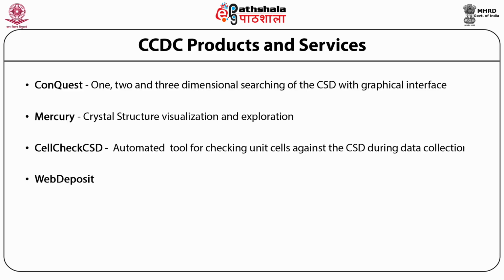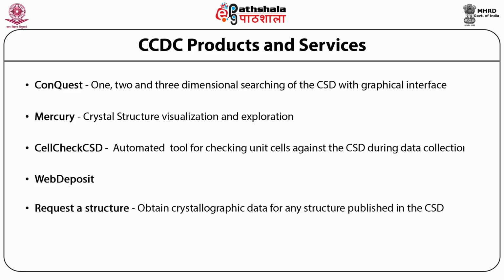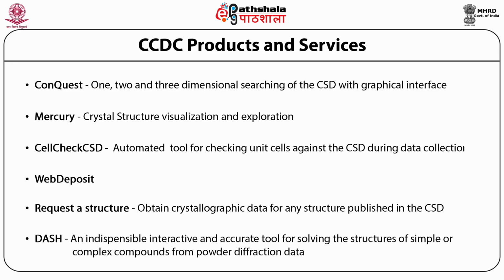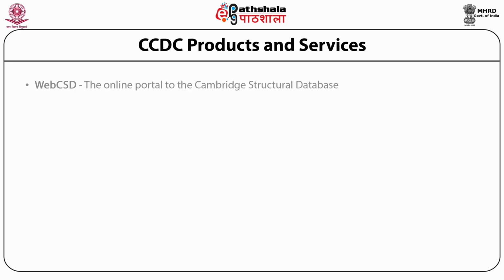In order to obtain crystallographic data from a CSD, one can use the search called Request a Structure. DASH is another tool. It is an indispensable, interactive and accurate tool for solving the structures of simple to complex compounds from powder diffraction data. WebCSD is an online portal to the Cambridge Structural Database to provide easy and convenient access to the structural data that is deposited in CSD. WebCSD is restricted to only licensed organizations and institutions.